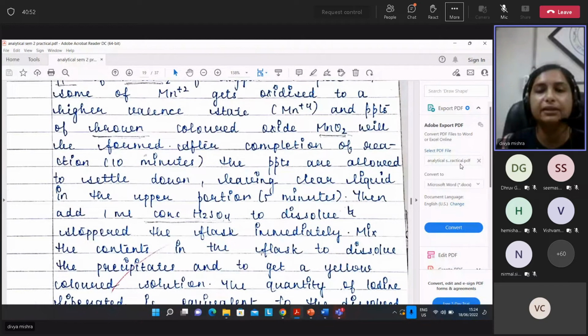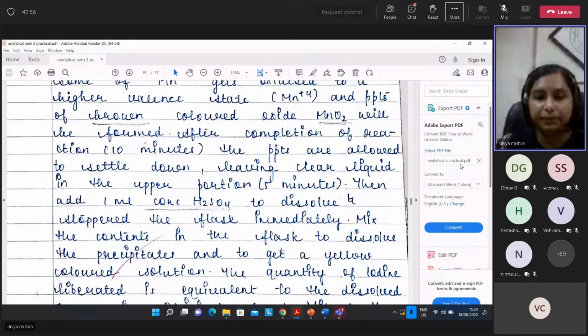We will mix the content in the flask, and then the precipitates will be dissolved. You will get a clear yellow solution. Why will you get a clear yellow solution? Because iodine is liberated, and that iodine will combine with surplus iodide to give you the triiodide complex, and its color is yellow. So you will observe a yellow solution.